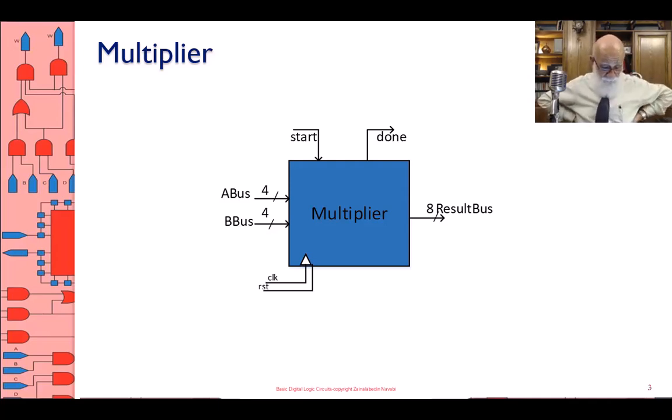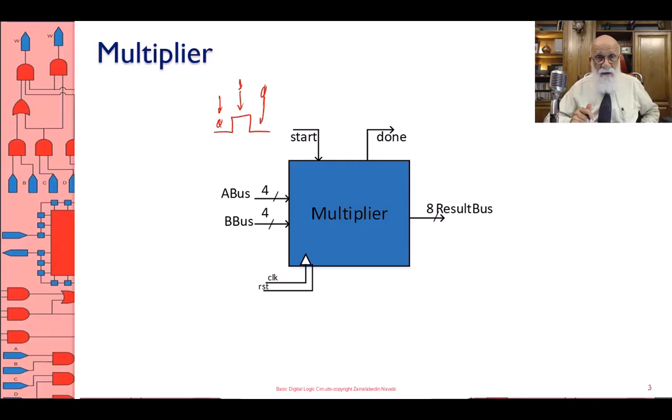I'll tell you why. The multiplier begins after a positive pulse on start. What it means is the clock must be seeing a 0 here, must be seeing a 1 here, and must be seeing a 0 here, and then things begin.